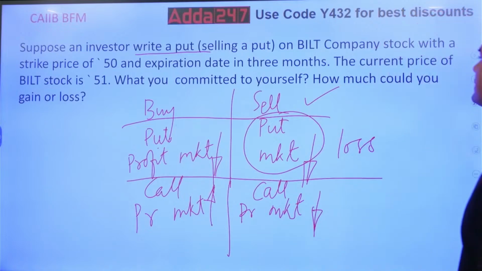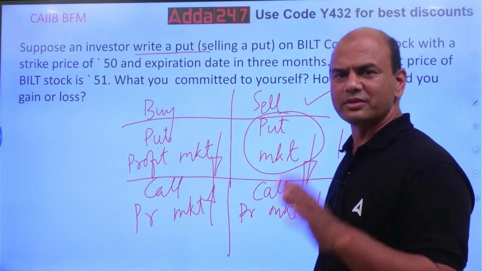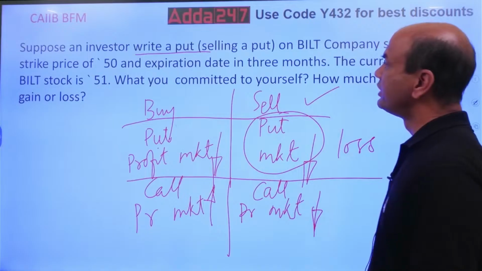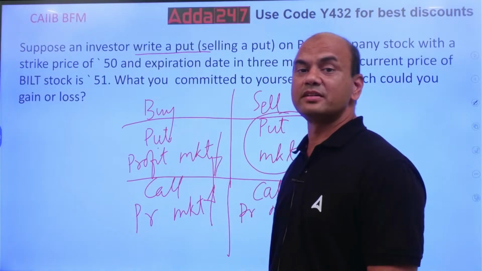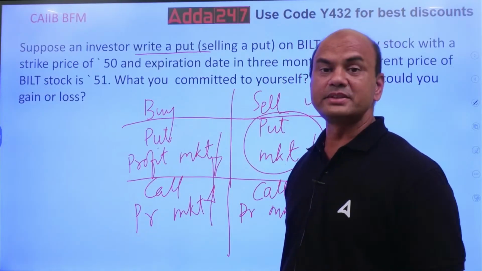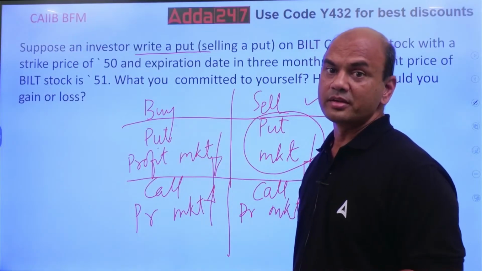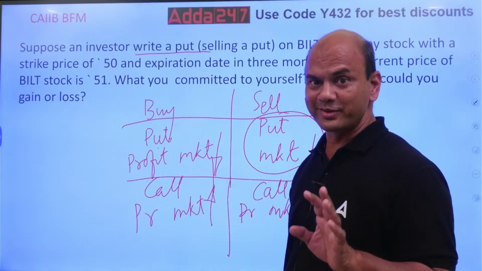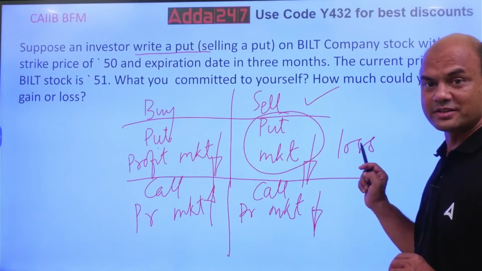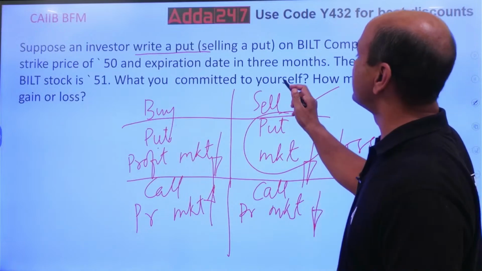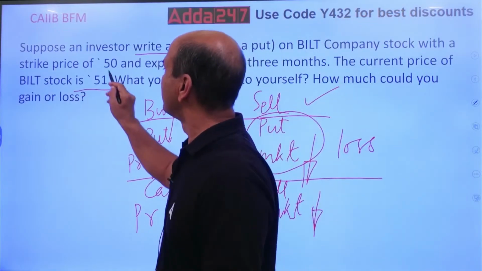On a built company stock. Now built company means what? It's the name of some company, you can take it as Infosys also. Infosys company stock, with a strike price of 50. So this person is writing the put, meaning selling the put at the strike price of 50. Now what does it mean? I'll explain to you, but never forget this logic, because everything depends on this logic. And the expiration date is 3 months. The current price of the stock is 51. So he has written at 50.